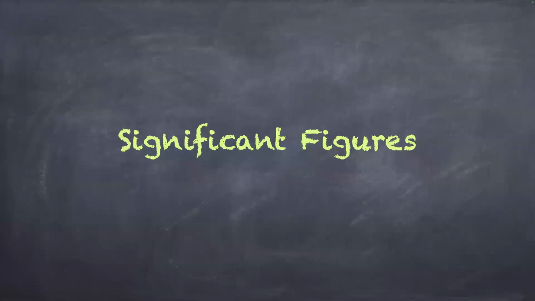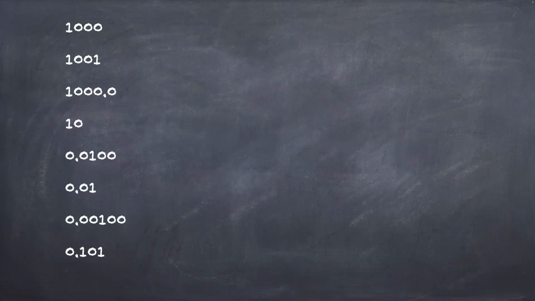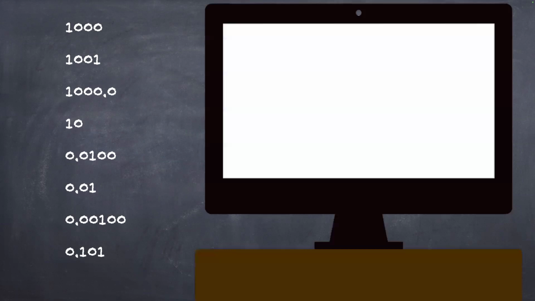Hello, everyone. In this video, we want to talk about significant figures or sig figs. To do so, we have to take a look at some examples and then look at the rules that we have to follow in order to find the number of significant figures. So here are four sets of rules.